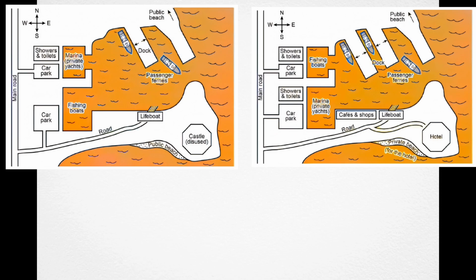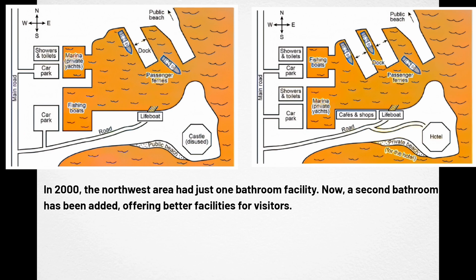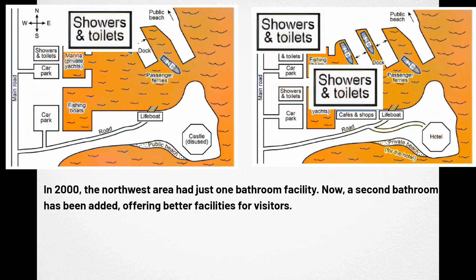Now, in the body paragraphs, we will specify and highlight the aspects of the map that have changed. In 2000, the northwest area had just one bathroom facility. Now, a second bathroom has been added, offering better facilities for visitors.